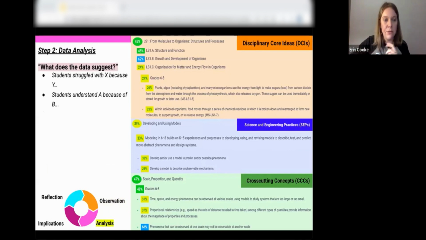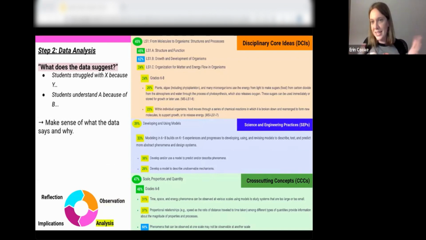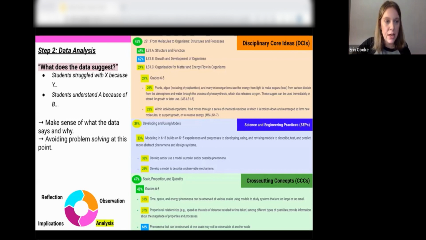So we can be thinking through students struggled with X because of Y, or students excelled with A because of B. So here we're adding that interpretation to why this data might be the way it is. And of course, this is not our data. We're void of context here. So we're going to be making lots of assumptions, but what we're trying to do is make sense of what the data says and why that might be the case. And we're not problem solving just yet. If this was your own data, you might say, oh, we need to change this lesson and this activity.